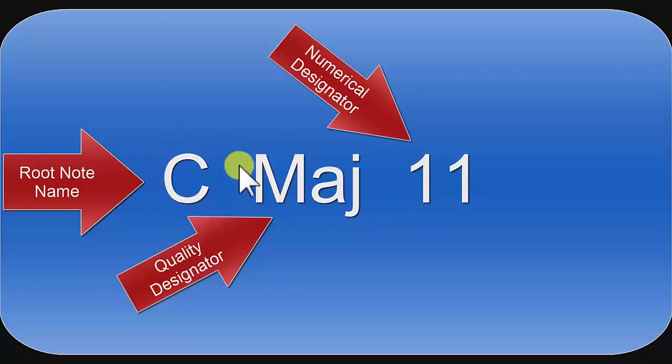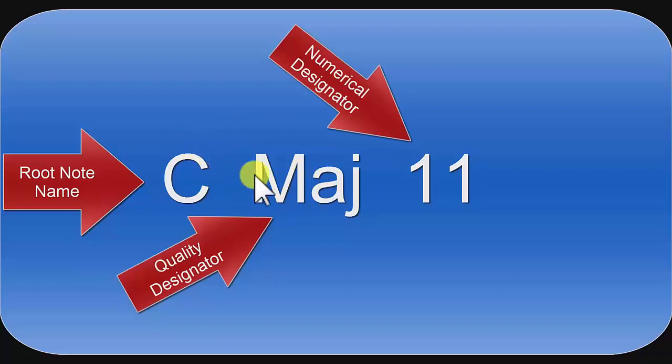The first note of the symbol is called the root note name. That can be anything, any one of the 12 different root notes: C, C sharp, D, E, F, F sharp, G, all that kind of stuff. Or it could be flats: C flat, D flat, E flat, all that kind of stuff. This next bit's important. This is the quality designator. It determines what kind of chord that is.